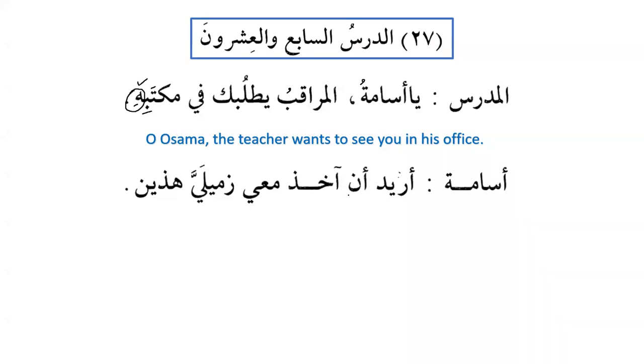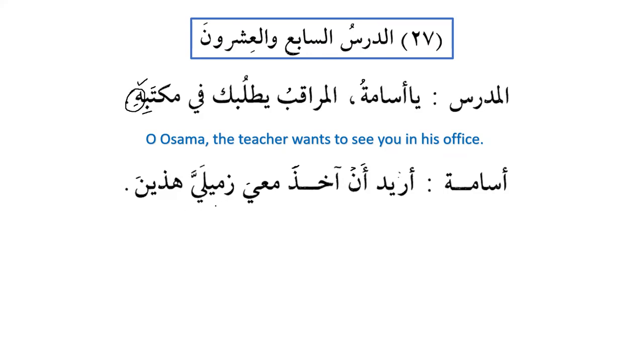Usama says, uridu an akhudha ma'i zamilayya hadaini. Now, Usama says that I want to take these two classmates of mine with me. Uridu, I want, an, to, as we know that an gives nasb to the verb that follows it. So it was akhudhu, and because of an, it has become akhudha. I want to take with me zamilayya hadaini, these two classmates of mine.